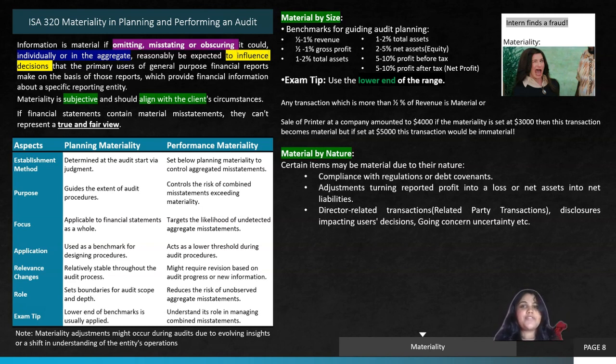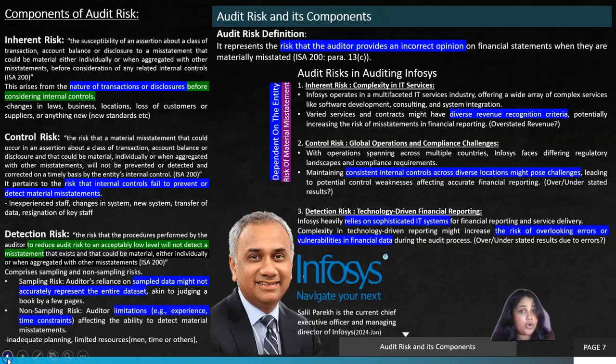Now, this true and fair view is what we will refer to when saying that the financial statements are properly prepared. Till now, we have used the term properly prepared, but from now on, we'll use the term that the financial statements represent a true and fair view. So, if the financial statements contain material misstatements, they cannot represent a true and fair view. So, let's go back to the audit risk.